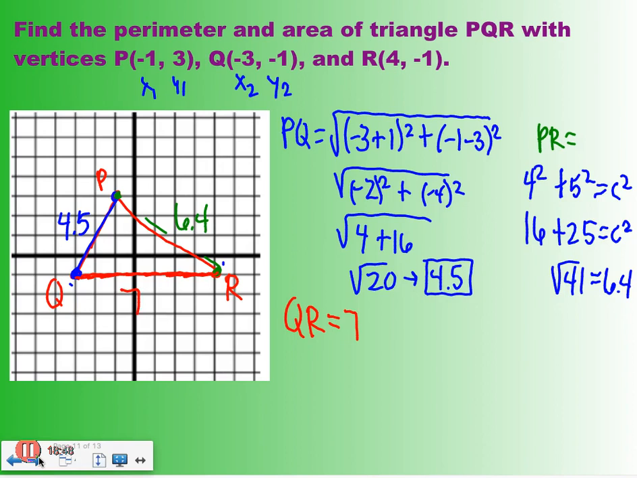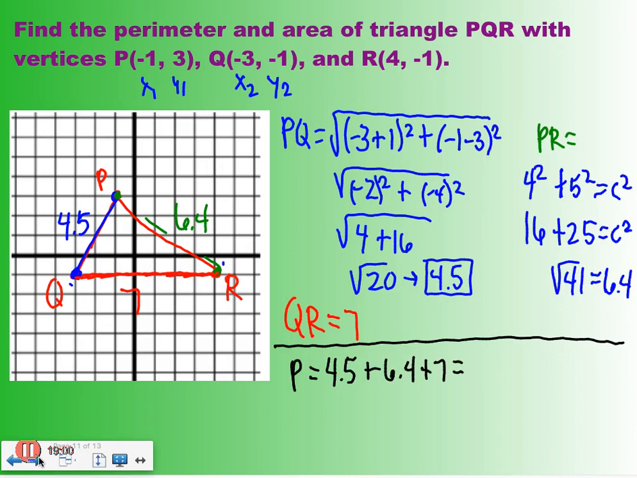So let's start with perimeter. 4.5 plus 6.4 plus 7 for a grand total of 17.9 units.